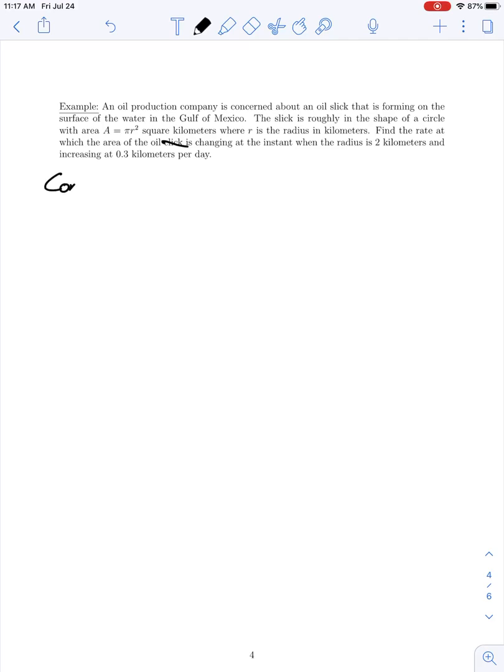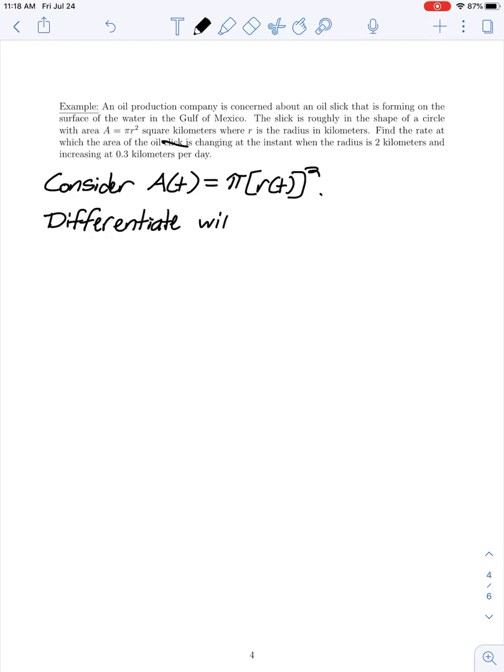So, as with our previous examples, let's consider our equation which is relating our quantities. Here we have area, which is really changing over time, so A is a function of time, is equal to pi times r squared, but keeping in mind that r is a function of t. We have r of t squared. So to get the rate of change of one quantity with respect to time, we would differentiate with respect to time.